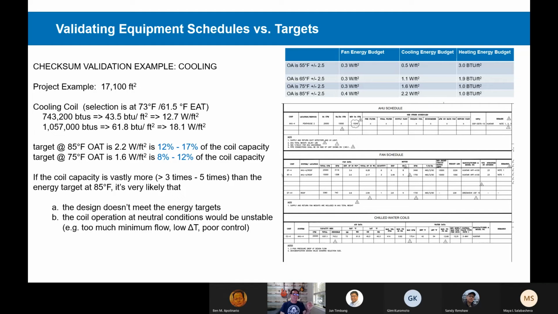So in this case, even if we had an energy model that said we were going to meet the target, we would need to check this schedule and make sure that the equipment that we're scheduling has a viable selection at that target. Is this coil going to be fluttering, or is it going to be producing a 4 degree delta T down at the 80% condition? That's the kind of thing we need to always look at.